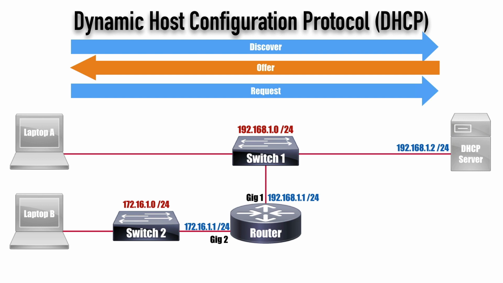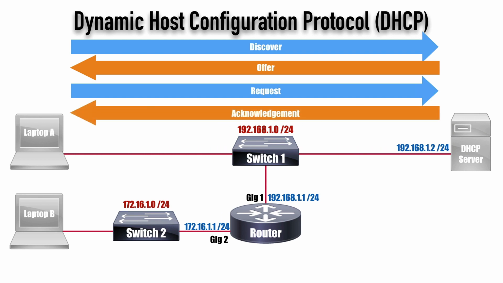responded with an offer and say, yes, can you please give me IP address information, which will cause the DHCP server to then respond with the A in DORA, an acknowledgement message saying, yes, here's your IP address, your subnet mask, your default gateway, your DNS server, and perhaps lots of other information.